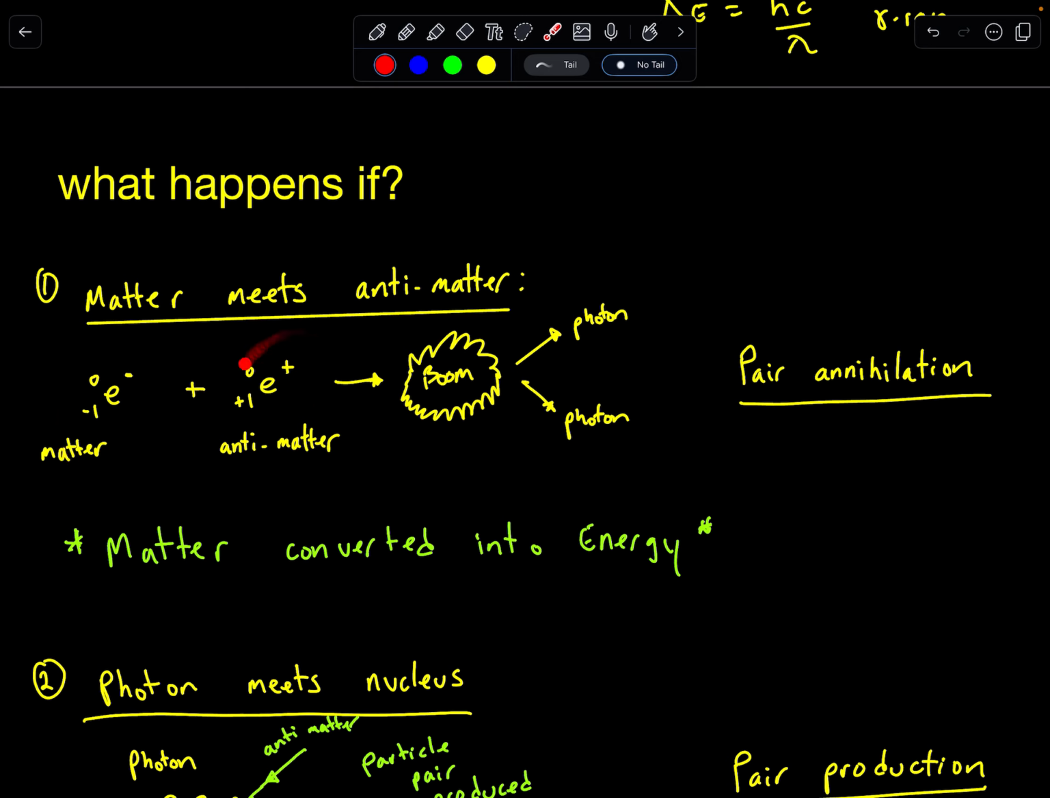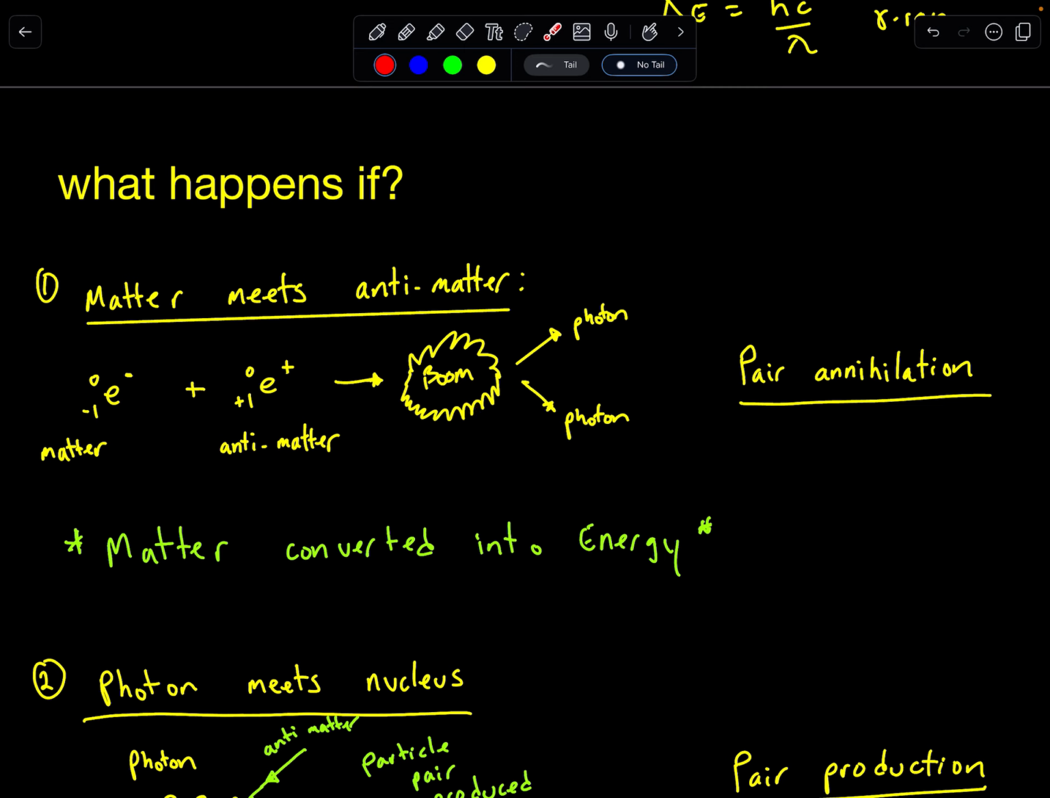Okay, we use positrons in medicine, so they exist. What happens if an electron traveling in one direction meets a positron traveling in the opposite direction? Well, what will happen is they will annihilate each other. They will then be converted into two photons.